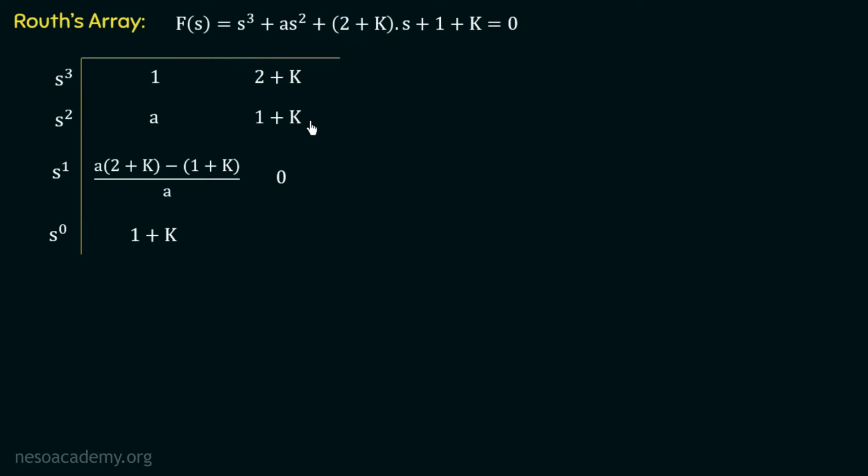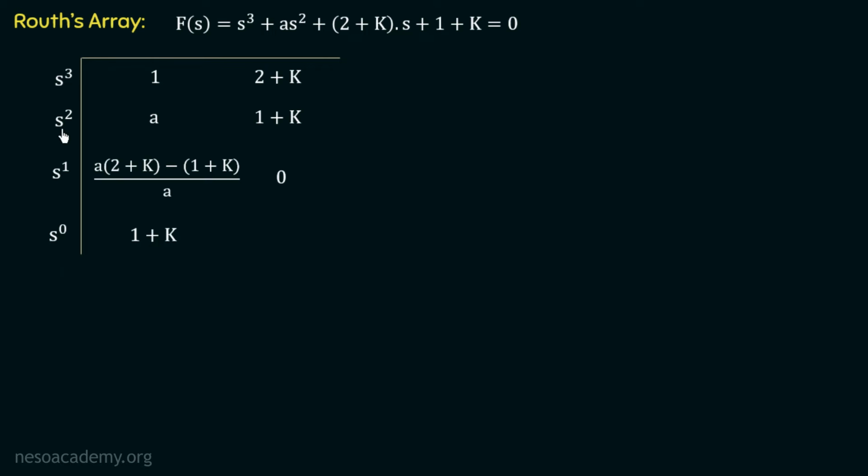But how can we do it? Yes, there is a condition given in the problem that this system oscillates at a frequency of 2 radians per second. It means that this system is a marginally stable system. And we know that for a marginally stable system, there is a row of zeros in the Routh's array. So which row will be the row of zeros here in this Routh's array?